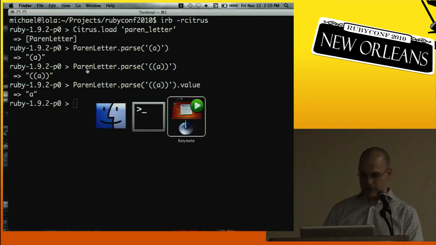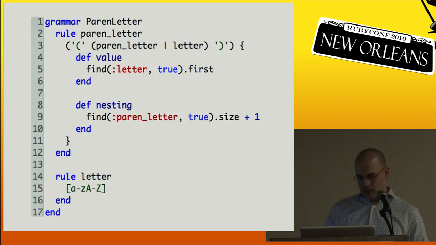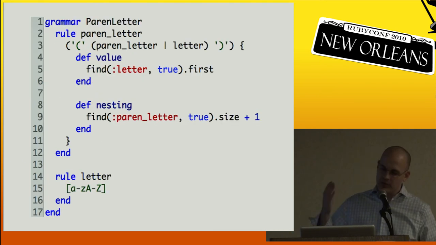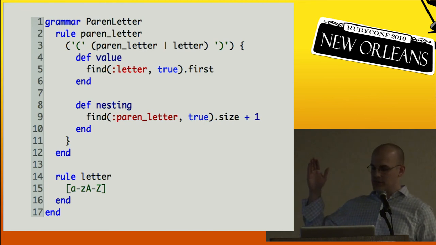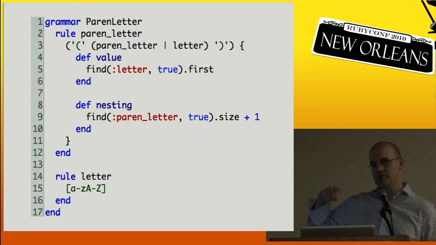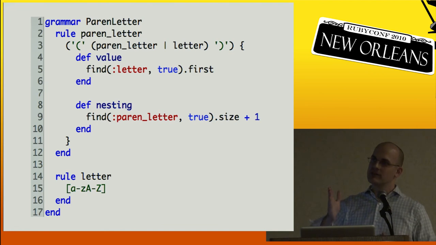And all we're using is our grammar here. If we wanted to make it a little bit more complex and actually get the level of nesting, what we could do is find paren letter, which would give us the number of times we recursed, plus one for the current time that we're on. So, again, that works.